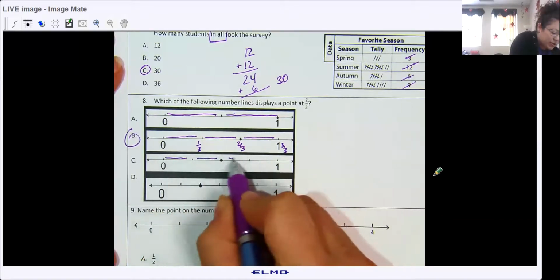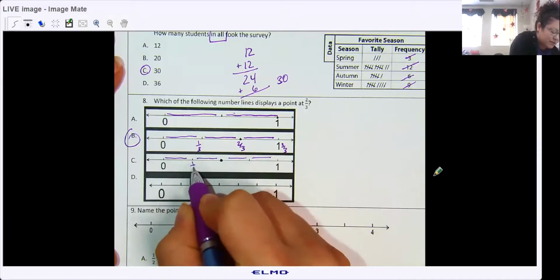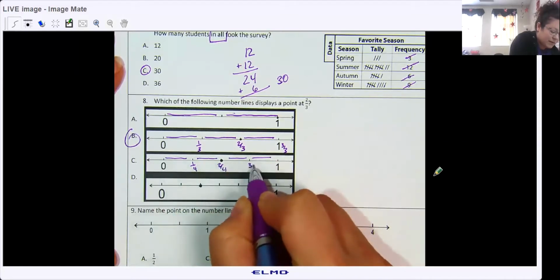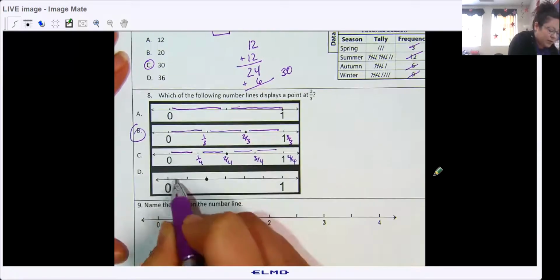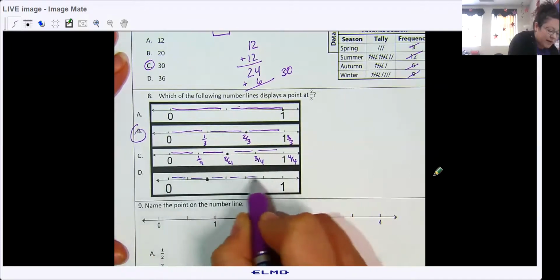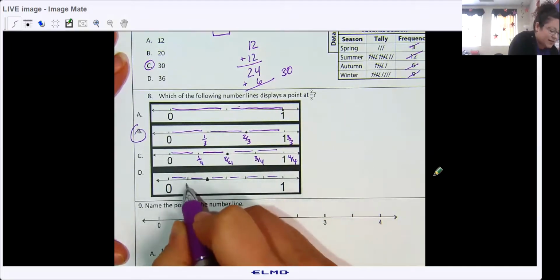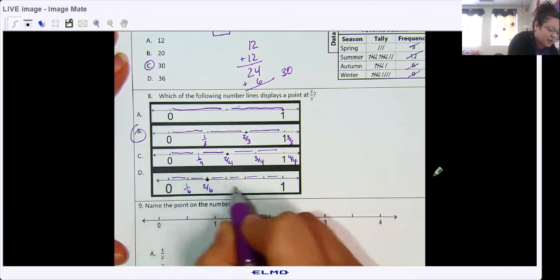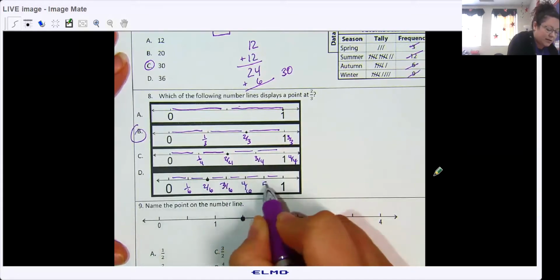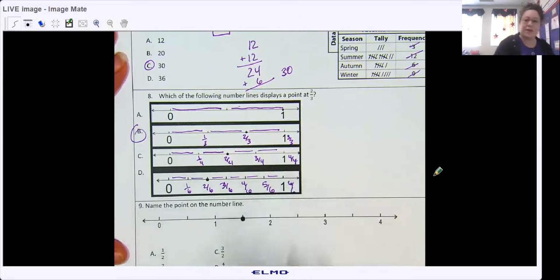1, 2, that one's in fourths. Okay. 1, 2, 3, 4, 5, 6. So that's in sixths. So that one is not correct. So B is correct. All right.